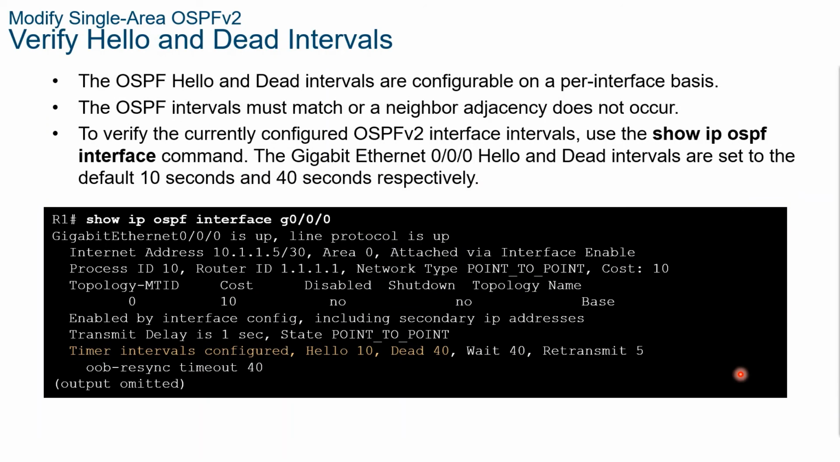Okay, so how do we verify hello and dead intervals? The OSPF hello and dead intervals are configurable on a per-interface basis. The OSPF intervals must match or a neighbor adjacency does not occur. To verify the currently configured OSPF version 2 interface intervals, we use the command show ip ospf interface and then the interface. On GigabitEthernet 0/0/0 here, the hello and dead intervals are set to the default. If you observe here, it's 10 and 40. So the dead timer is 4 times the hello timer.